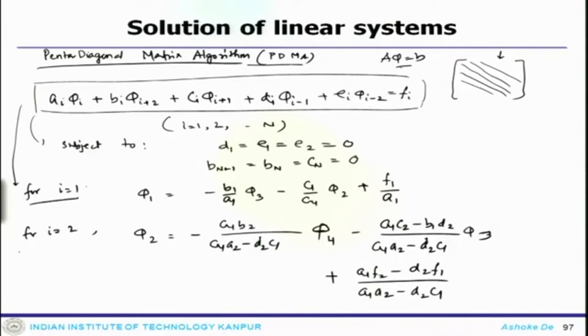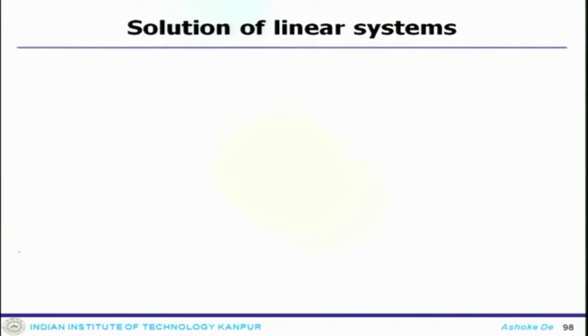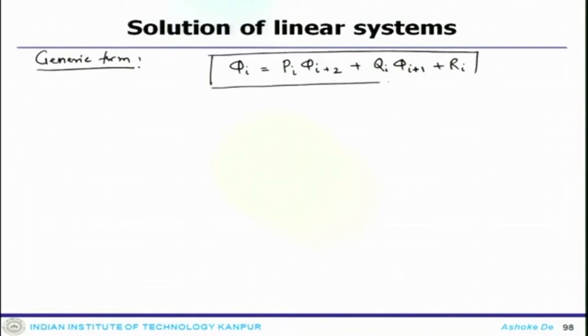So, if one proceeds this way, then one can write a generic expression for phi. In generalized, or rather generic form, one can write that phi I equals p I phi I plus 2 plus q I phi I plus 1 plus r I, which goes for a loop I equals 1, 2, up to n.